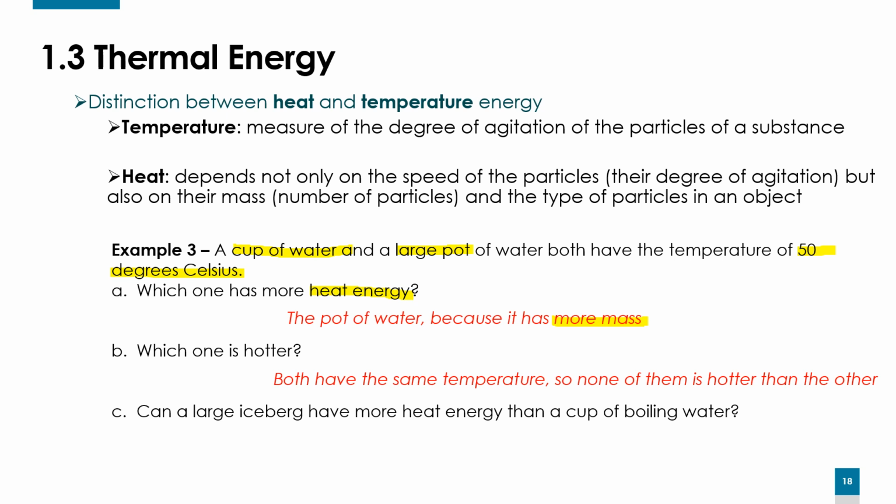Another one. Can a large iceberg have more heat energy than a cup of boiling water? What do you think? A large iceberg, so ice, can have more heat energy than a cup of boiling water? Yes. Why? Because it has a large mass. So when you compare the volume of a large iceberg, it has much more mass than the boiling water. Here we are talking about the same substance, okay? Both of them are water. That's why I can make this comparison. So a large iceberg has more heat energy.